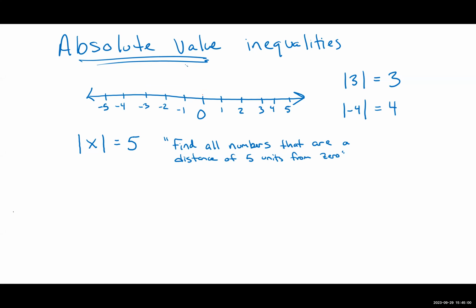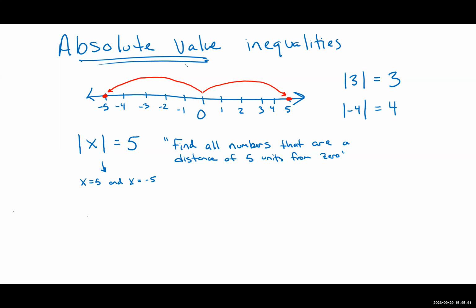And if we start at 0 and move a distance of 5 to the right, we get the number +5. And if we move a distance of 5 to the left, we get the number -5. So this has two solutions. If the absolute value of x equals 5, then there's two answers, x equals 5 and x equals -5. Now, how does this apply to inequalities?